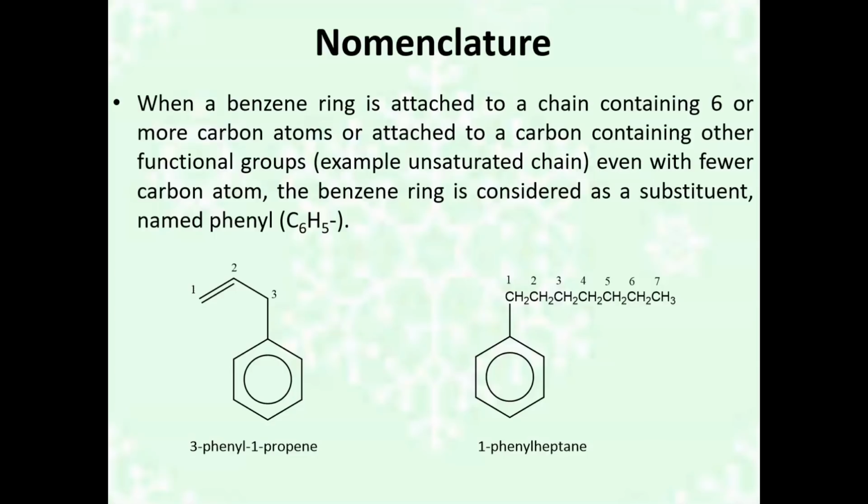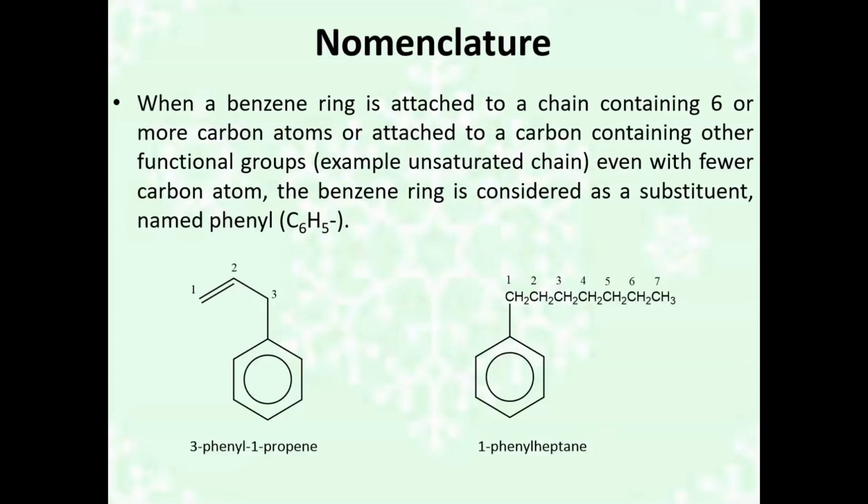What you need to do is confirm and settle the name for the parent part first. Now the parent part is the alkene, the unsaturated chain. As usual, when you name an alkene, you put the priority at the double bond for numbering. That's why this is 1, this is 2, and this is 3. So the position for phenyl is 3. The phenyl is attached at carbon number 3. And the answer is 3-phenyl-1-propene.